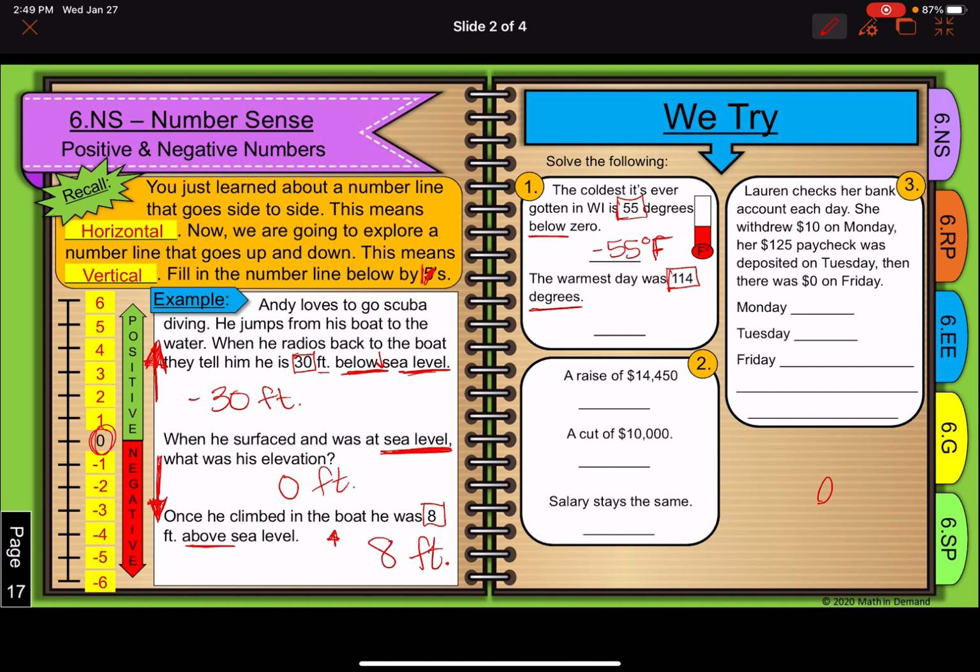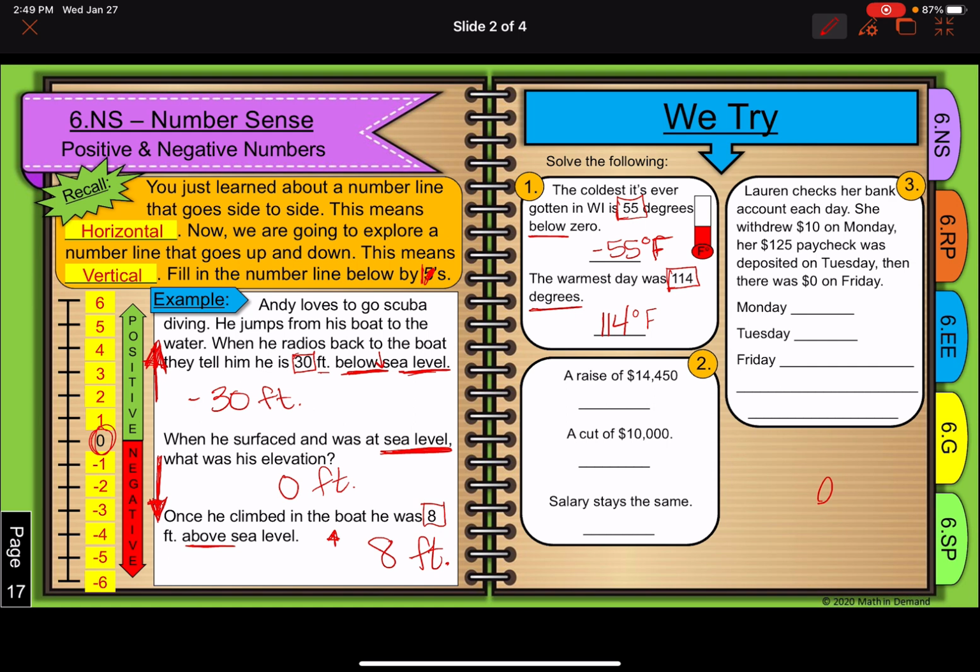So when we talk about the temperature, we don't say, oh, it's 75 degrees above 0. We just say it's 75 degrees. So there are situations where you're not going to talk about above, but you will always be given an indication if it's below. So in this case, this is 114 degrees Fahrenheit.